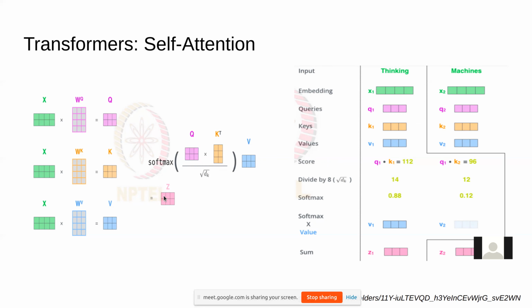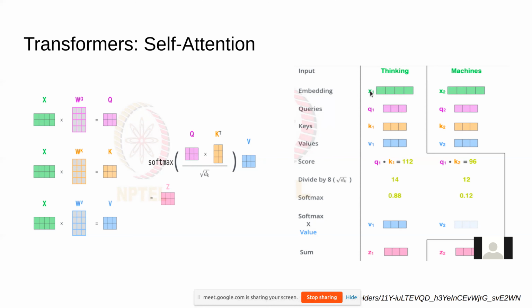Now let's try to understand this procedure using an example. Suppose there are just two words, thinking and machines. The embedding of the word thinking is x1, and the embedding of the word machines is represented by x2. For now, assume x1 and x2 have also taken into account the positional encodings. Now we need to find these vectors q1, k1, and v1. For each input word x1, there will be a query vector q1, a key vector k1, and a value vector v1.